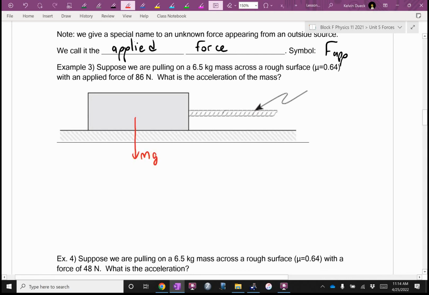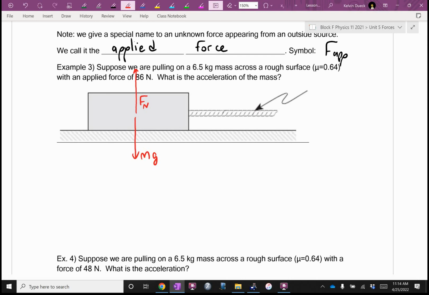Is this box sinking into the ground like quicksand? Sure no. Is it flying through like Superman? Sure no. So vertically the forces are balanced. There's an arrow pointing straight up, the same size as gravity. What force is that? That's what we've called the normal force. The ground, the surface pushing back up.